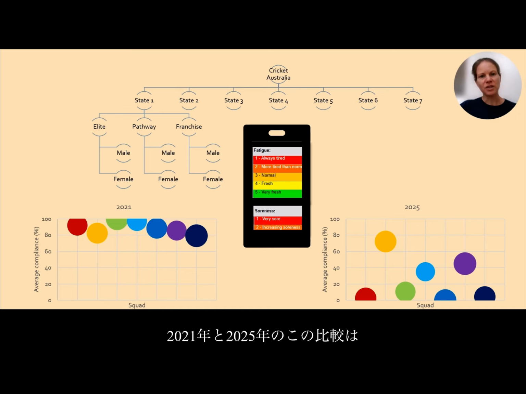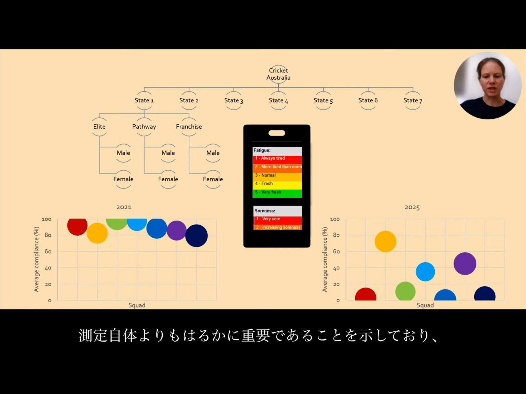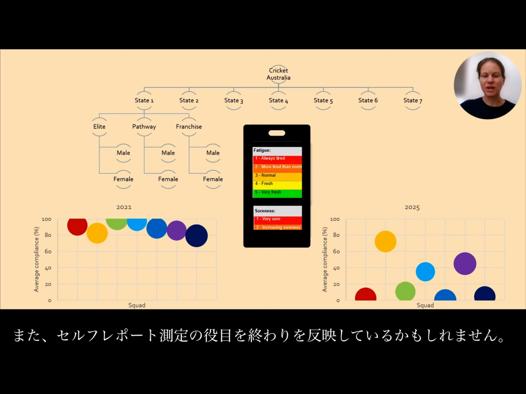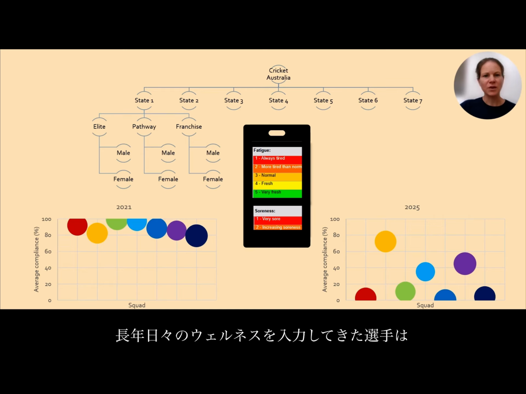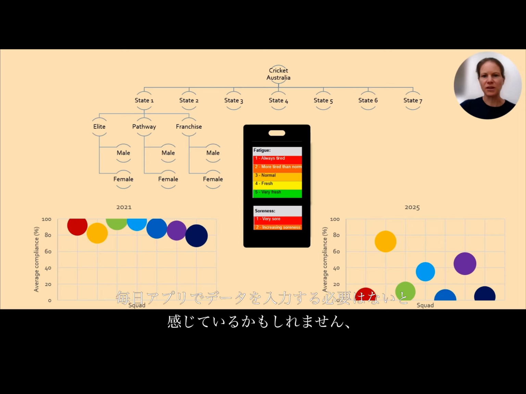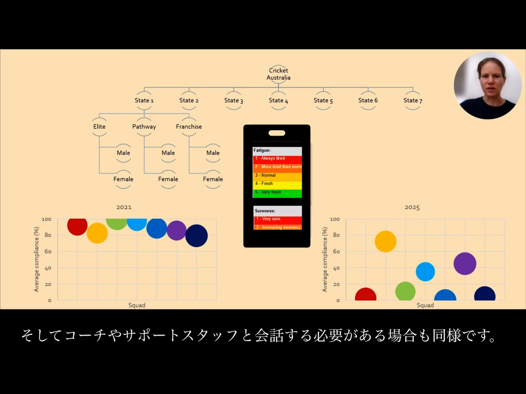This comparison between 2021 and 2025 demonstrates that the environment surrounding the measure is far more important than the measure itself, which has been the same for over 10 years. It may also reflect that the self-report measure may have run its course. Players who have been entering their daily wellness for years may now be better in tune with themselves and feel that they don't need to fill in the data on an app every day to recognise how they're feeling and if they need to go chat to a coach or support staff.